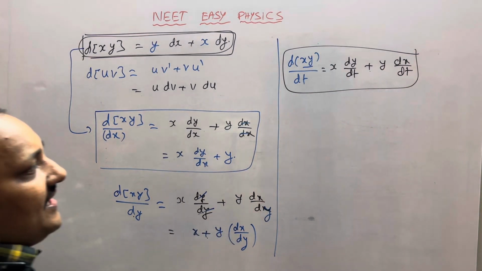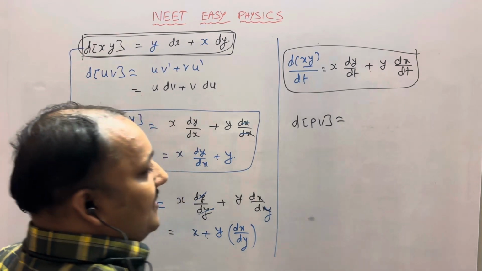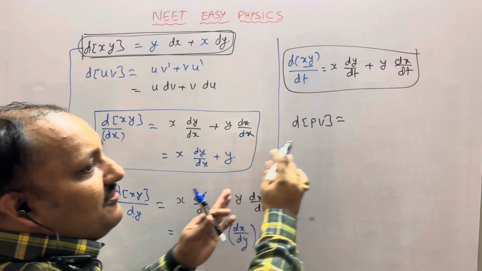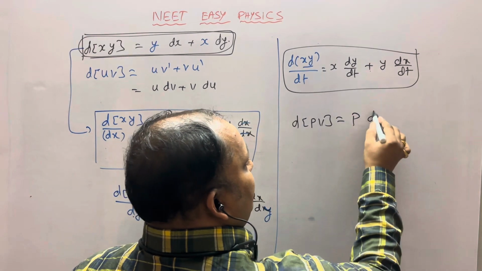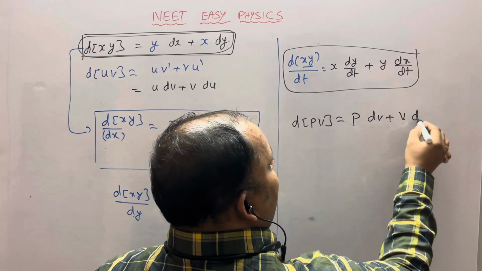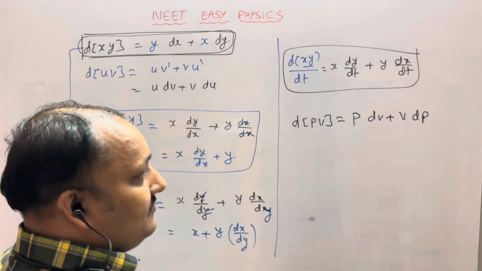Where do we get this in physics? Derivative of pressure into volume. Let us assume pressure and volume change. Then how we have to write it: P dV plus V dP. This is where we apply it in physics, I am saying.